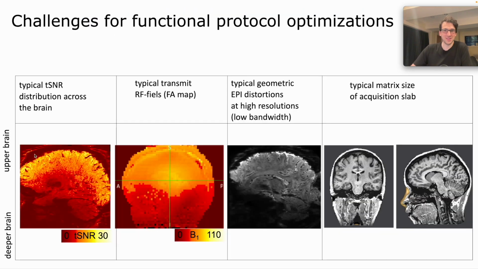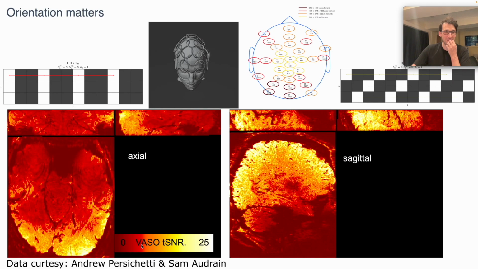So let's talk about the next challenge. Let's talk about TSNR. We are already limited by TSNR by using these small voxels, but down there even more so. And what can we do about it? One very efficient, easy way that I found usable to improve your TSNR is just to play with the orientation of your slab.